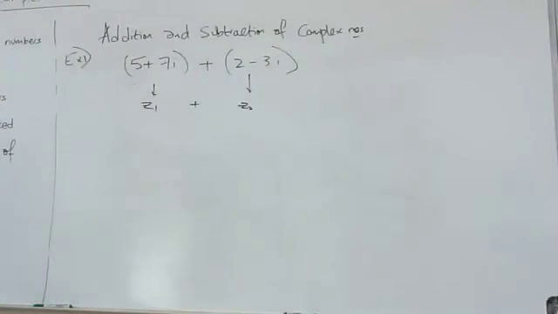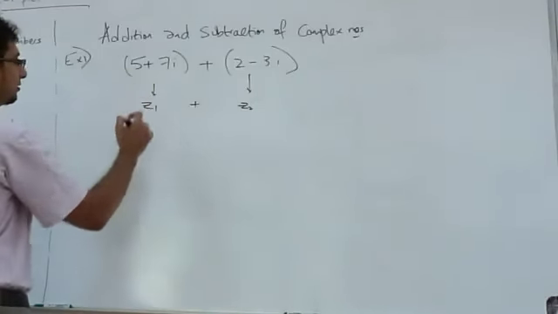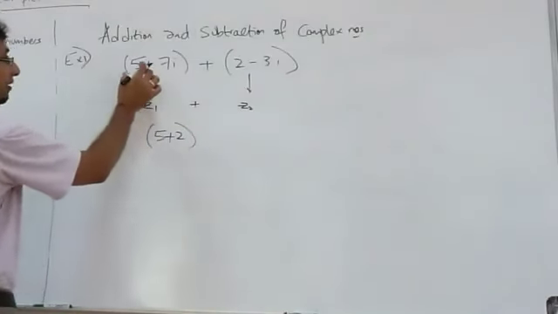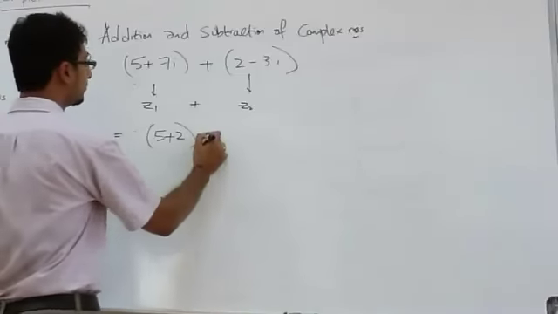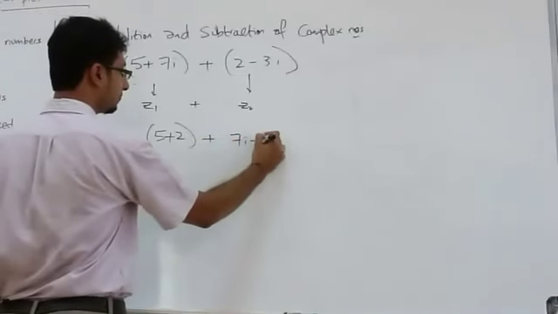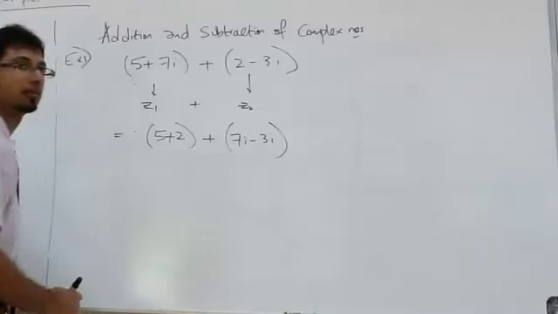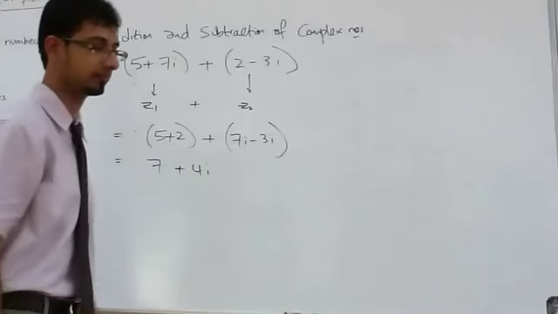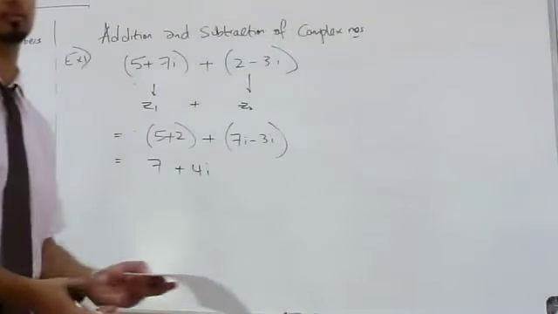Now, you know from basic maths that when you need to add terms in an equation, you usually add like terms together. It's the same thing here. So what I'm going to do is 5 plus 2, so I add the real part, plus I add the imaginary part. So it's simply 7 plus 4i, that's it. That's it? Yeah, that's it.